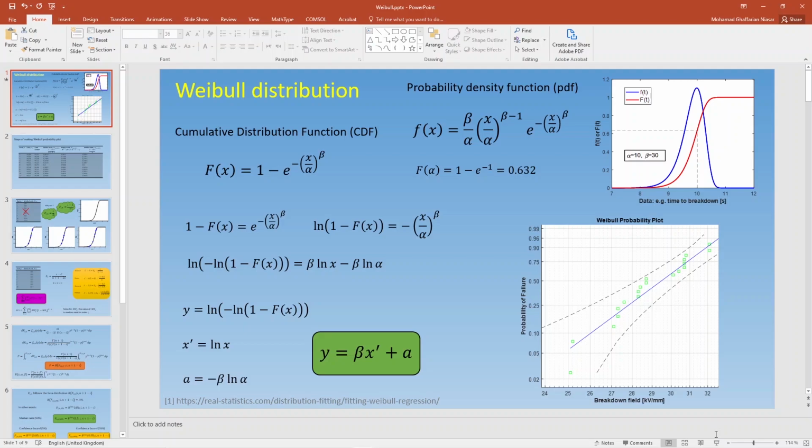Hi, in this video I will show you how to check if a set of data follows Weibull distribution, and also, more importantly, how to plot the confidence band of the Weibull plot. Also I will talk a little bit in depth about the concept of median rank, how it is calculated and why it is calculated the way it is.